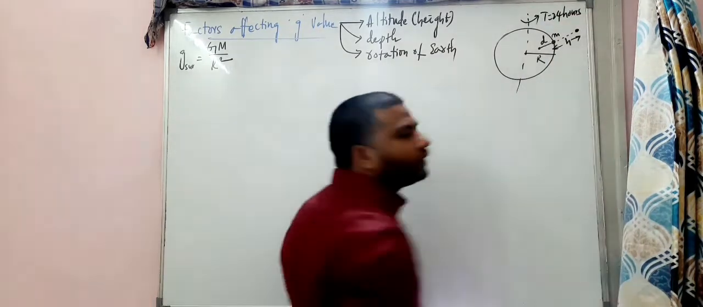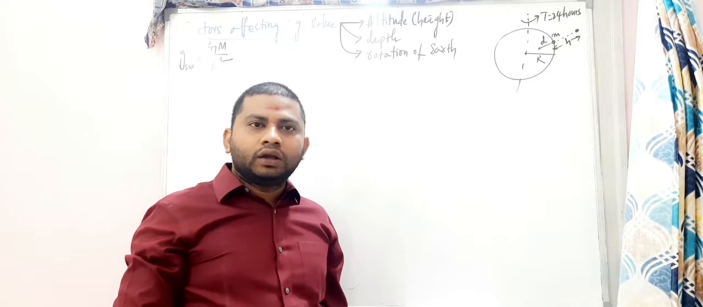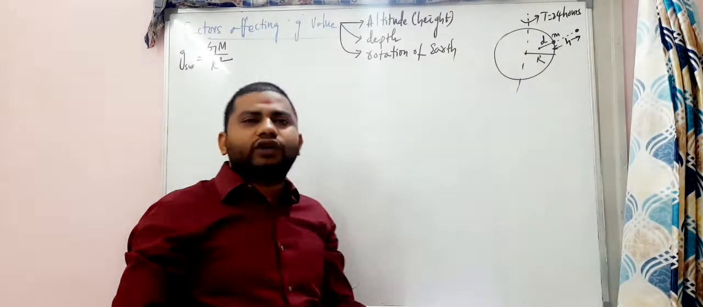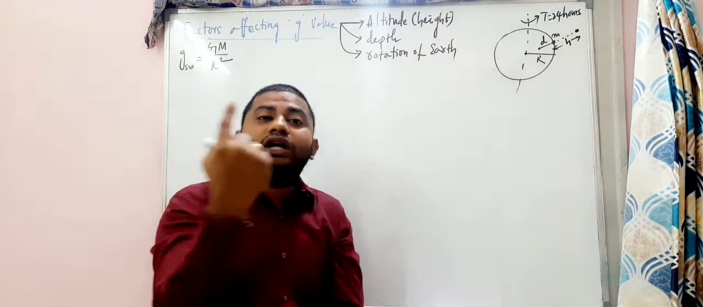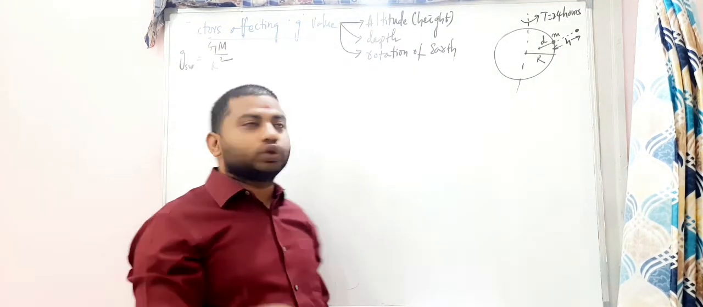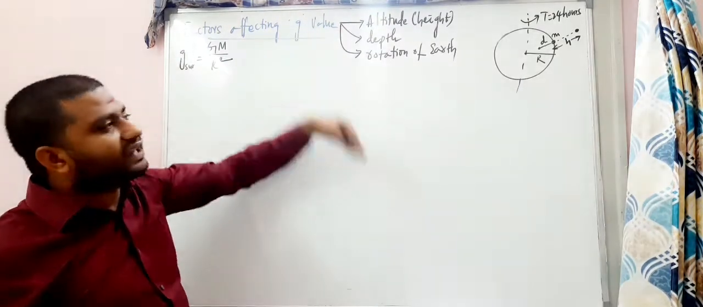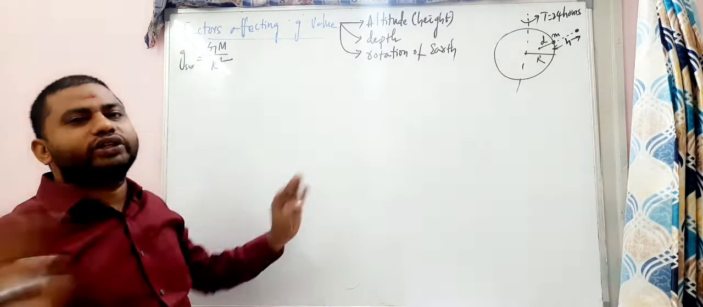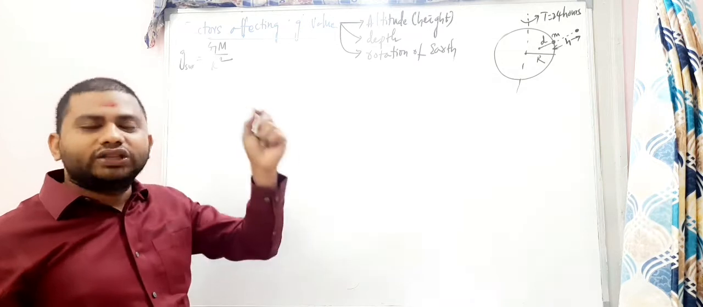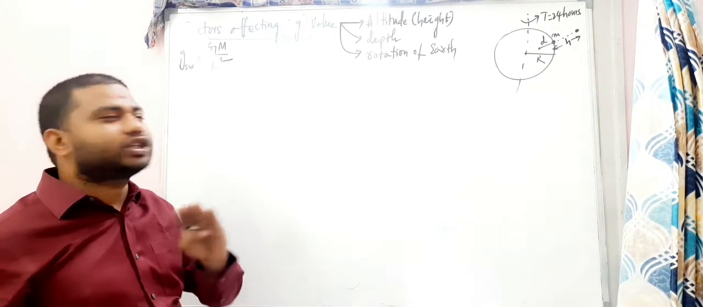For example, if the earth rotates faster, say in half of this 24 hours, in 12 hours only, earth is finishing one rotation, in that case also your g value will vary. In those cases, the g value will not be 9.8, my dear students. On the surface, if you keep a body, the g value is 9.8, which is maximum.